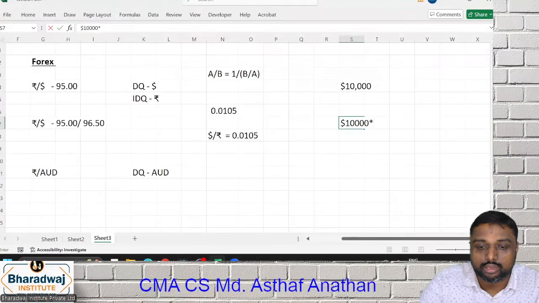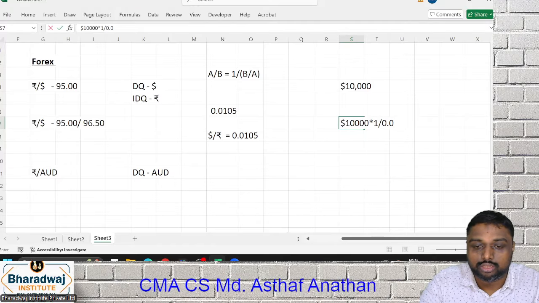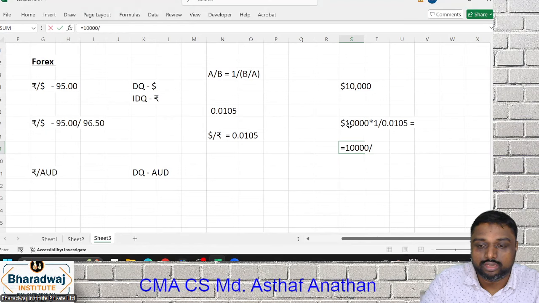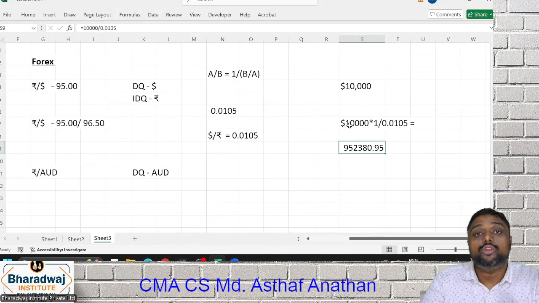Divide 10,000 into 1 divided by 0.0105, and you will get the answer. What is the answer? Let's see: 10,000 divided by 0.0105. You will get this. You can also do another shortcut.